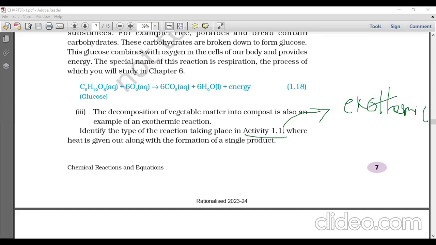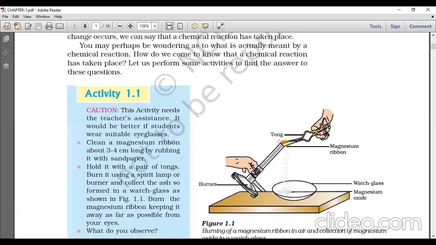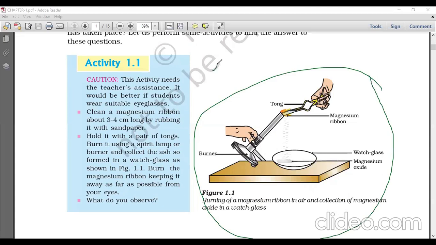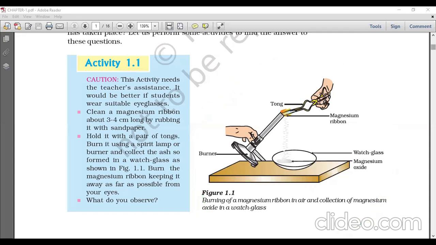I'll go to the first page. So which type of reaction is it? This reaction is also an example of an exothermic reaction. Why? Because in this reaction, heat is produced, liberated, and released outside. So that is also another example of an exothermic reaction.